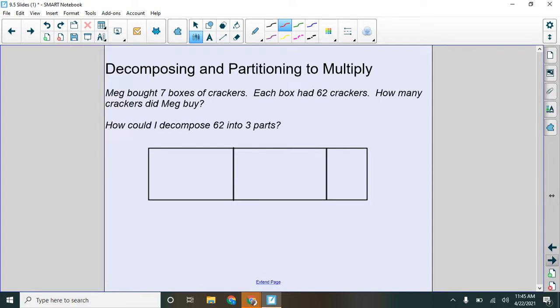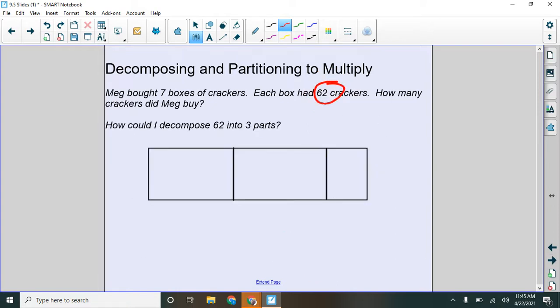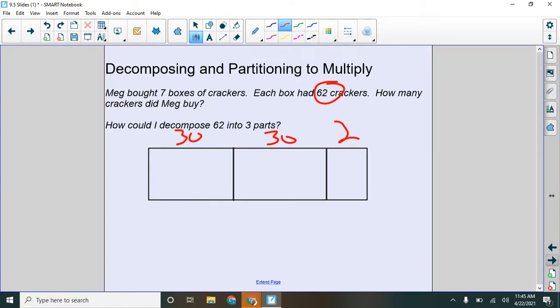Now, let's say this is not as common. A lot of people like making this 60 and 2, but let's say I just don't know 7 times 6, but I do know 7 times 3. We could take the 62, chop off the 2, and make this 30 and 30. See how that's the same and how it's different, right? And then we're going to multiply times 7.